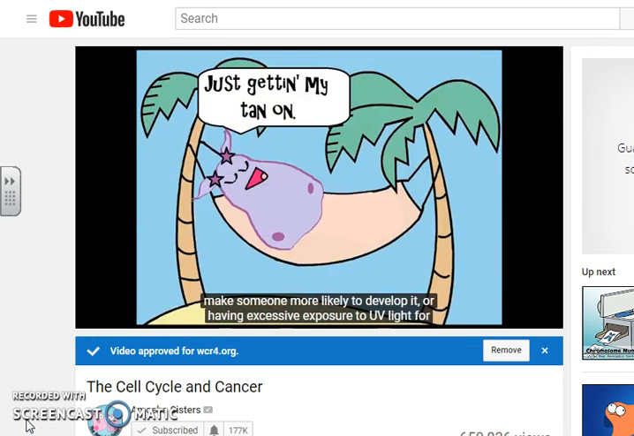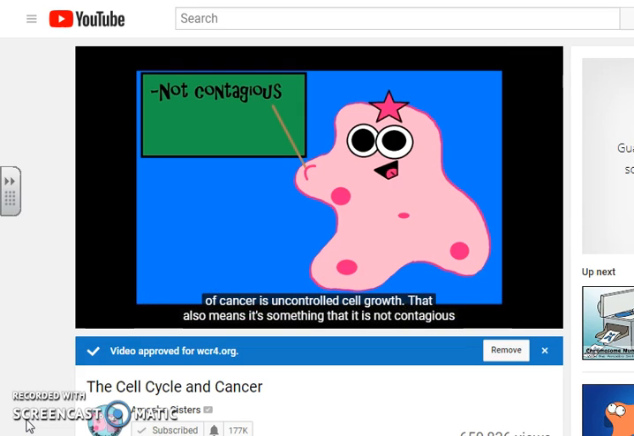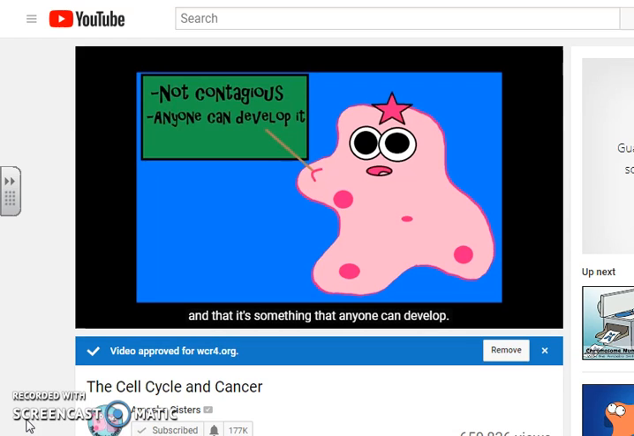Or having excessive exposure to UV light for some cancers. Those are risk factors that can increase your risk, but the major cause of cancer is uncontrolled cell growth. That also means it's something that is not contagious, and it's something that anyone can develop.